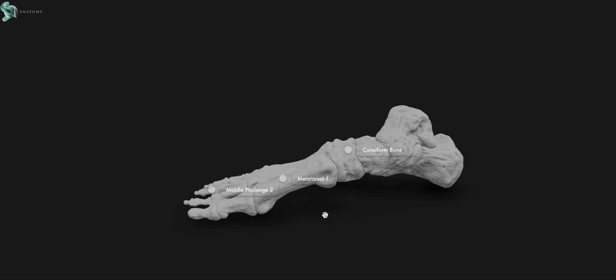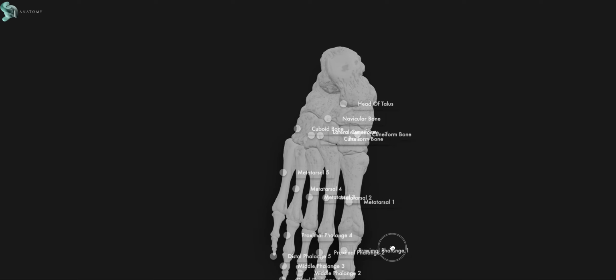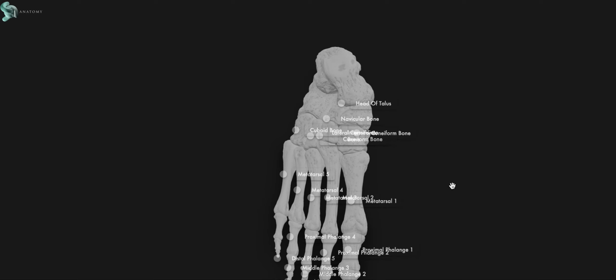So the tarsus consists of 7 tarsal bones: talus, calcaneus, navicular bone, cuboid bone, and 3 cuneiform bones.